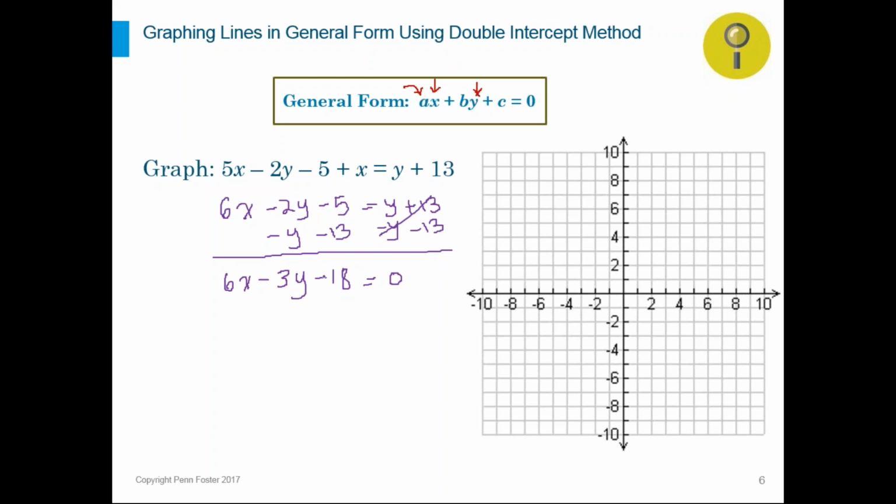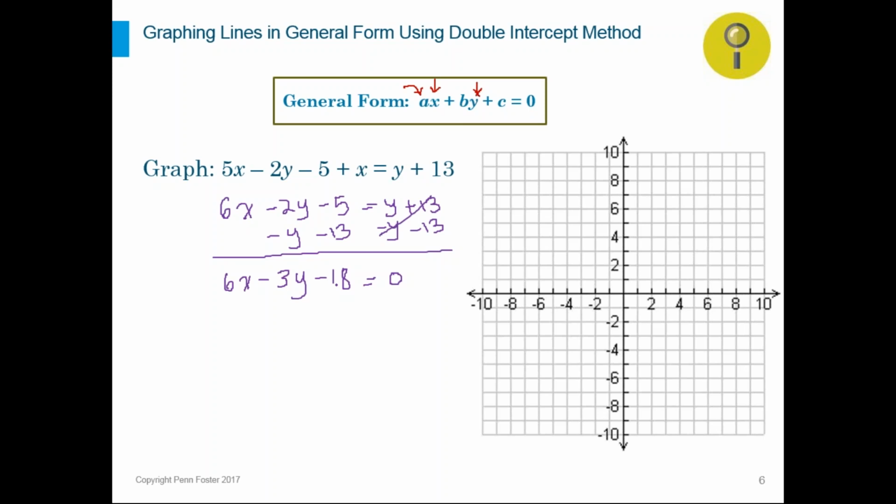Now we are asked to graph the line, so this is not the answer. We need to use the general form to graph the line. If you remember from webinar part 1 for this unit, we said the easiest method to graph a line is the double intercept method, which is setting the x equal to 0 and figuring out the y value. And then the other time, you set the y equal to 0 and figure out the x.